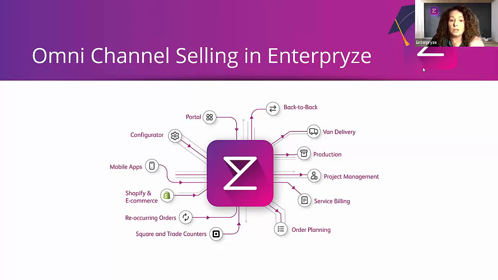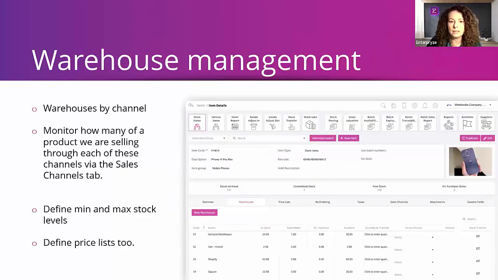We've also got all the different mobile apps for the different channels where you can sell from, such as Shopify and e-commerce, so Square, Shopify, you might have an online POS store or our Enterprise POS, Square and trade counters. So just to name but a few, just to give you an overview of how omni-channel selling can look or will look within the system.